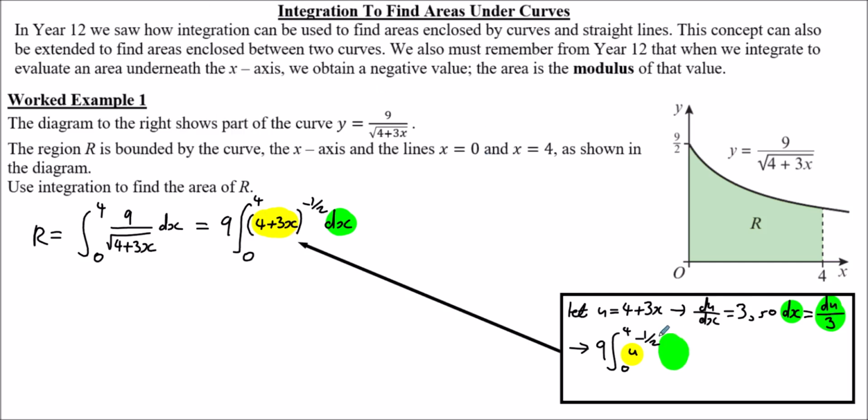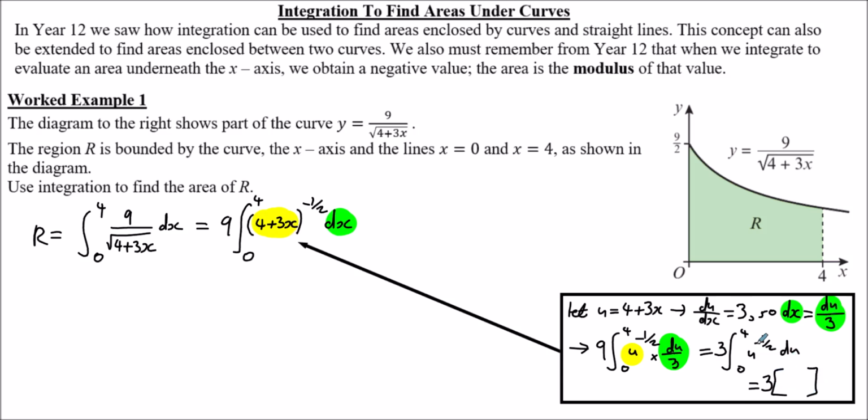So that will allow us to neaten this up quite a lot. So du over 3, so that 1/3 I can take to the outside. So then 9 times 1/3 just gives me 3 here. I'm just getting from 4 to 0, u to the minus a half du. And that will then become 3 lots.